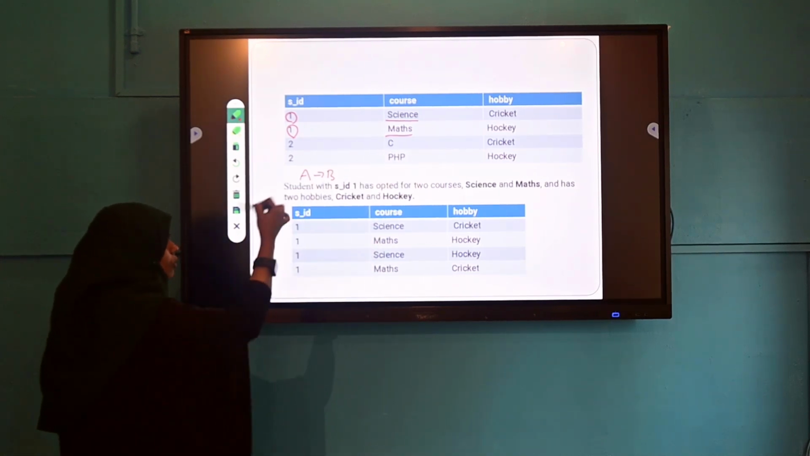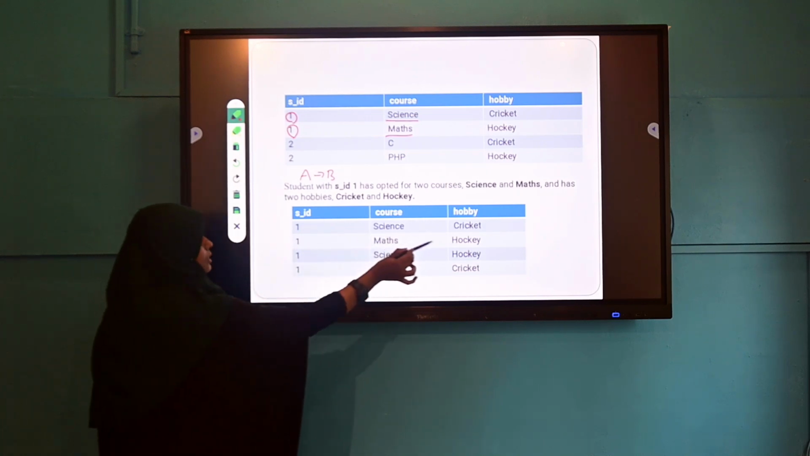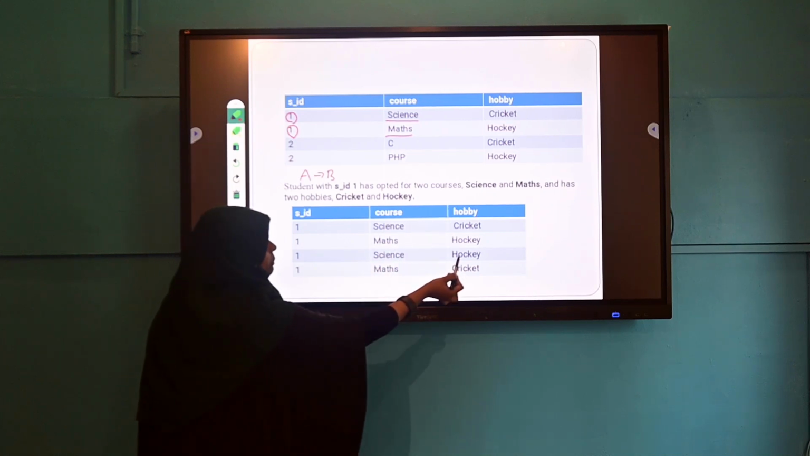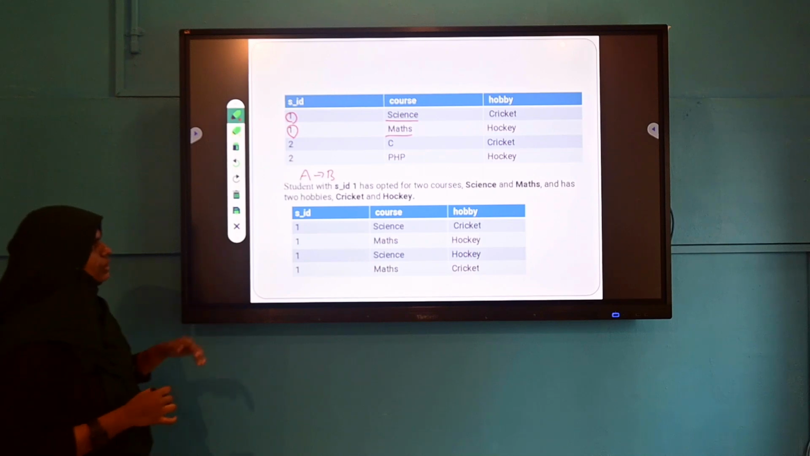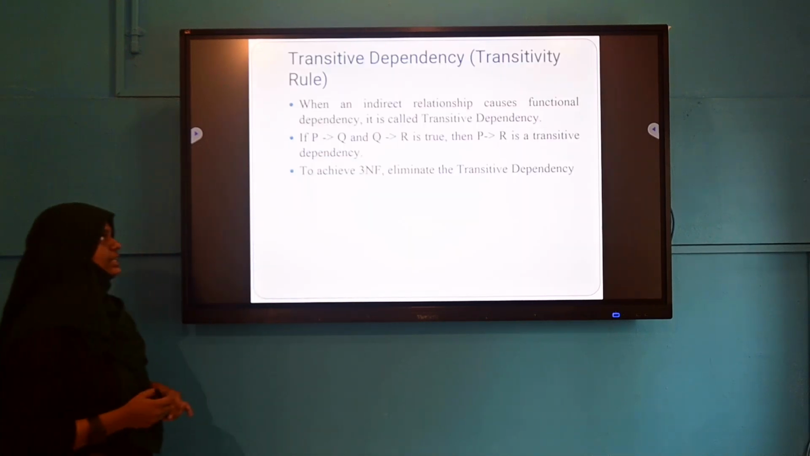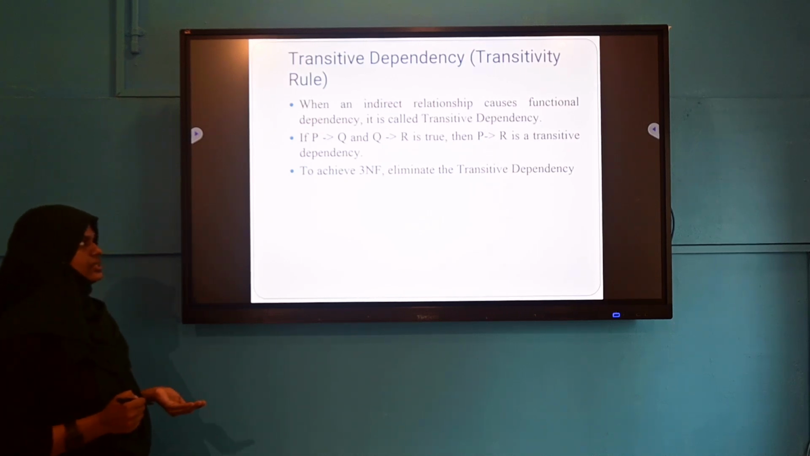So we can combine all this like this: 1 science, cricket, then 1 maths, hockey, then 1 science, we will have the next hobby, hockey. Okay, we will get multiple values. So this will lead to normalization. Next one is transitive dependency. We already discussed transitive dependency.